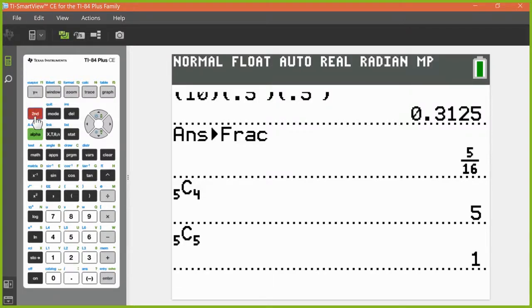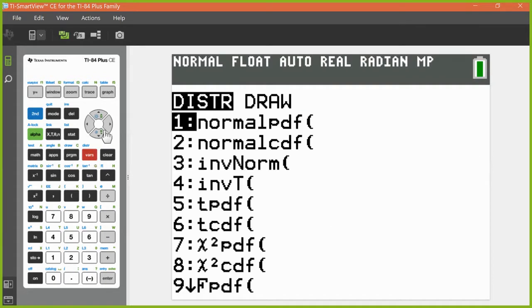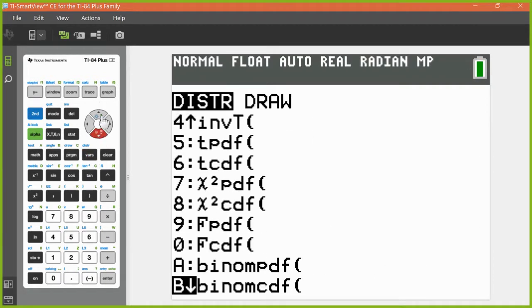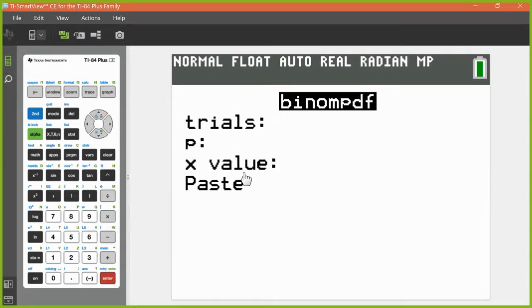So we're going to go to second, vars, all the way down to binom PDF, which is A. If you have the prompts, you're just going to fill in the prompts. If you don't, you'll just do the commas. So we'll do trials, P, X, which I'll show you as I write it out. We had 5 trials. Probability of success was 0.5, and we are interested in exactly 3.